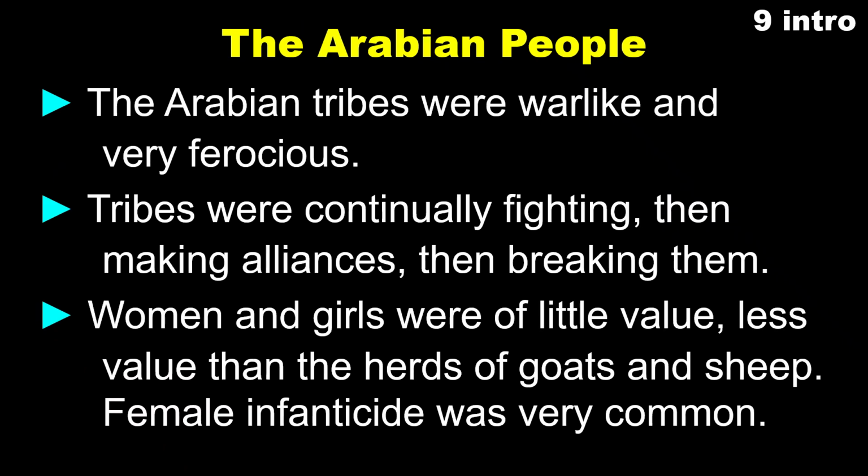The Arabian tribes were warlike and very ferocious. The harsh land they inhabited resulted in a harsh people developing out of it. Tribes were continually fighting, then making alliances, then breaking the alliances. Sometimes they would form confederacies for the purpose of defense or offense, but such agreements were usually short-term. They often preyed on each other, raiding each other's settlements. There was no unity along the lines of a sense of community or nationhood, only tribes and clans, and even those bonds did not hold.